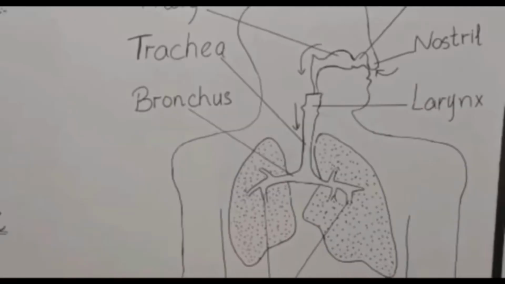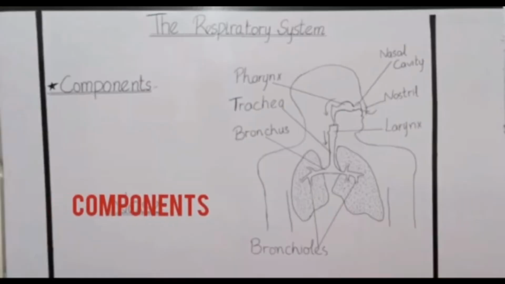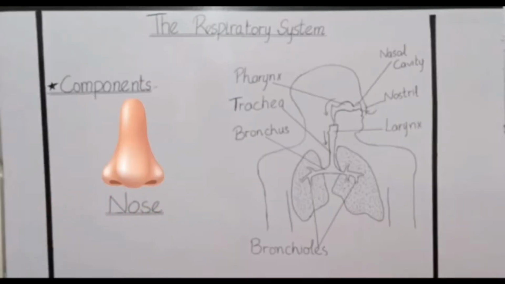The diagram you are watching represents our respiratory system. Let's study its various components. The first component of our respiratory system is the nose, which has two openings called nostrils through which air enters.